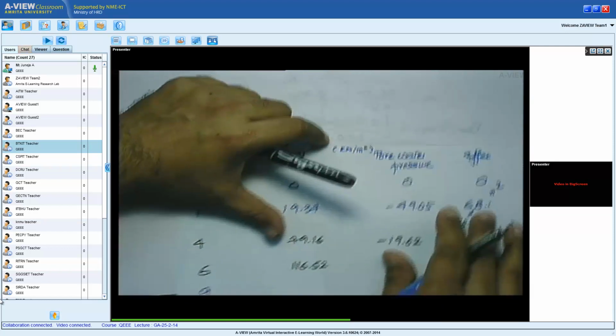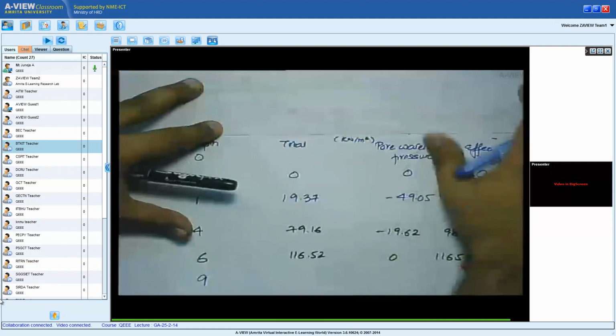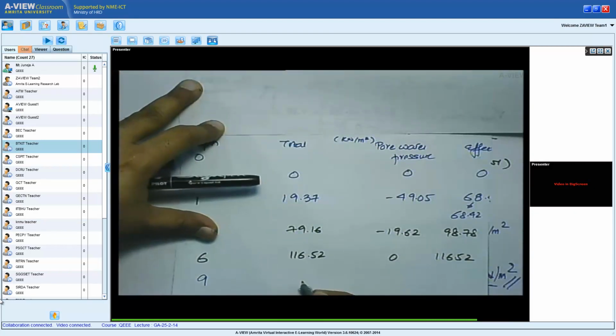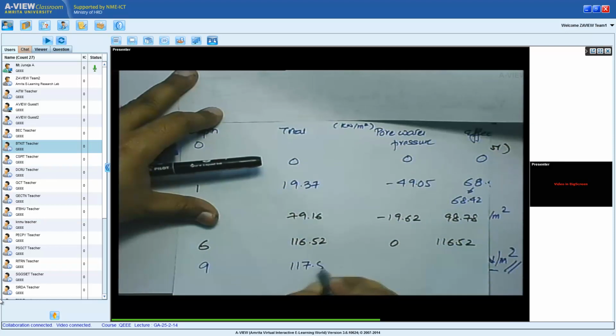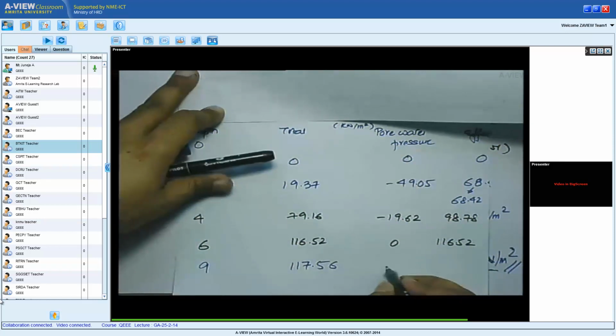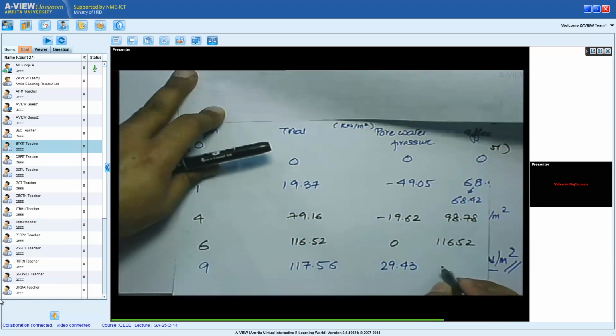9 meters. Okay, just let me drag this paper. So total stress at 9 meter was 117.56. Pore water pressure was 29.43 and the effective stress was 143.13.